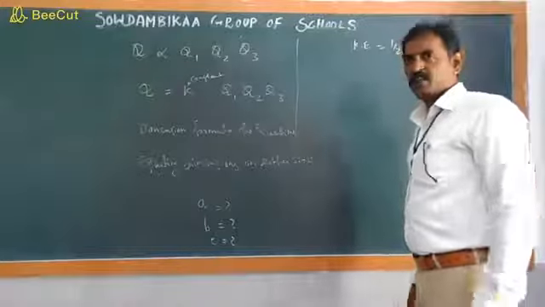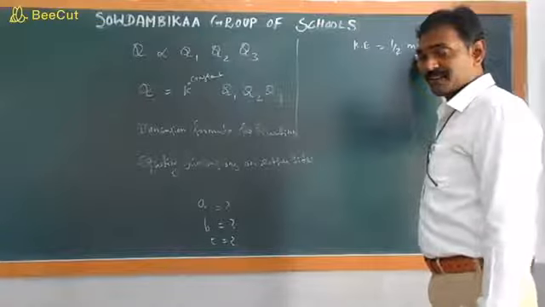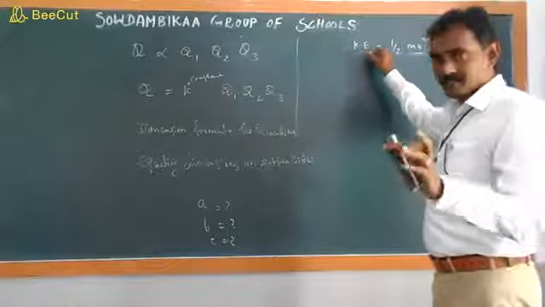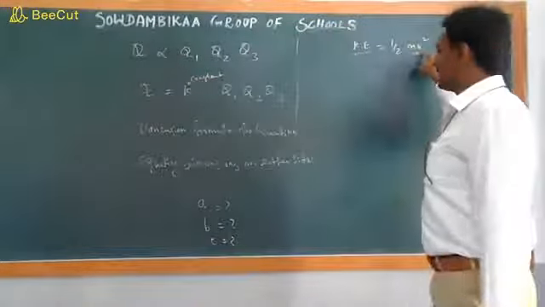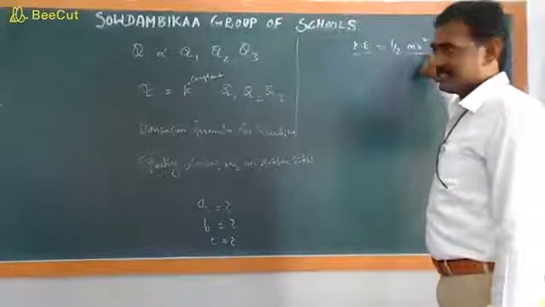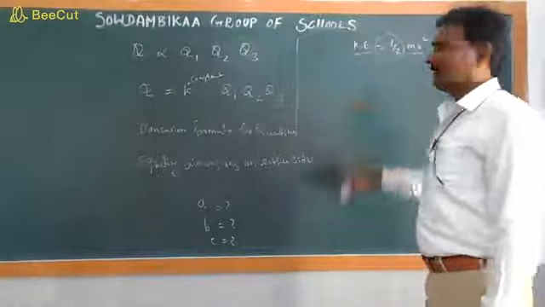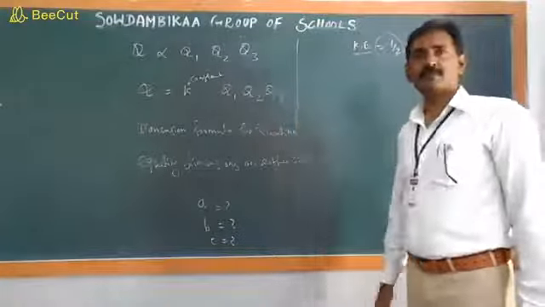Why do we have to write mass and velocity square here? Now it is a relation between the physical quantity kinetic energy and the physical quantities Q. That is depending upon mass and velocity. Mass and velocity. Now this is a relation. How will the equation be formed? How will it be obtained? With the help of the dimension method only.